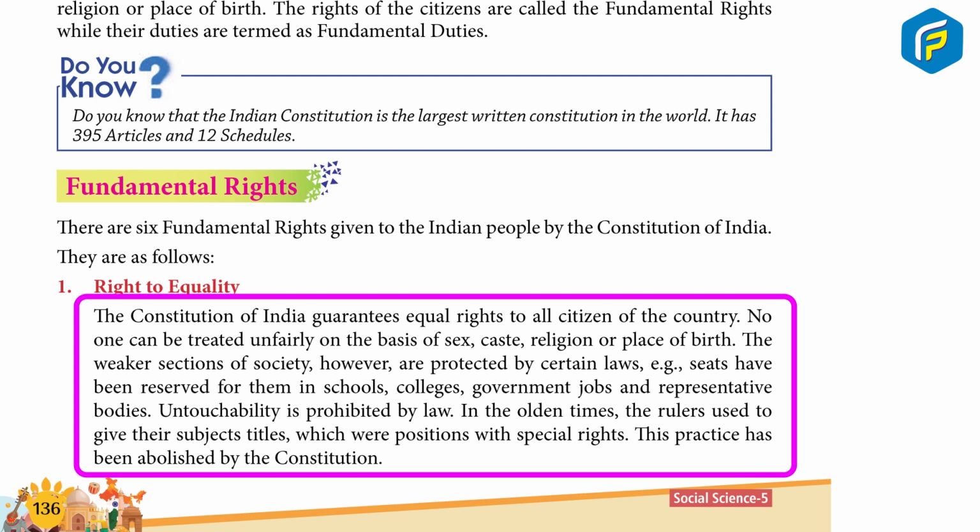For example, seats have been reserved for them in schools, colleges, government jobs, and representative bodies. Untouchability is prohibited by law. In the olden times, the rulers used to give their subjects titles which were associated with special rights. The practice has been abolished by the Constitution.